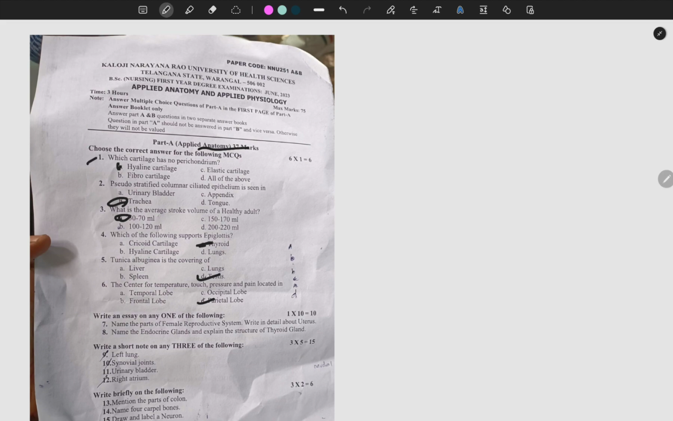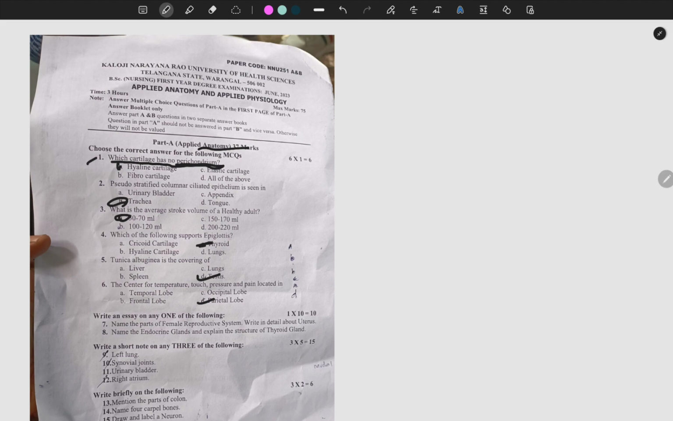So the first question is, which cartilage has no perichondrium? What is the perichondrium? Perichondrium is a connective tissue, which is present in the joints. Okay, it is a covering layer. It is formed around the cartilage, mainly hyaline cartilage. So which cartilage has no perichondrium?